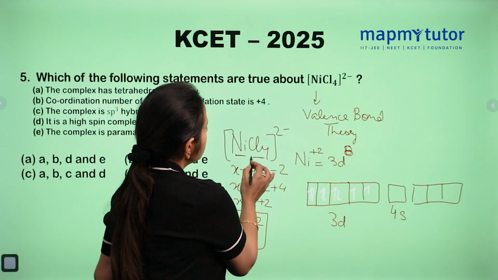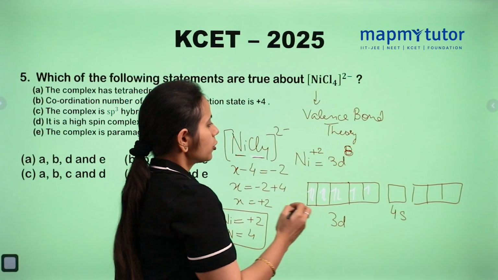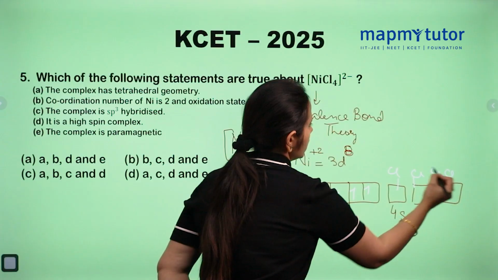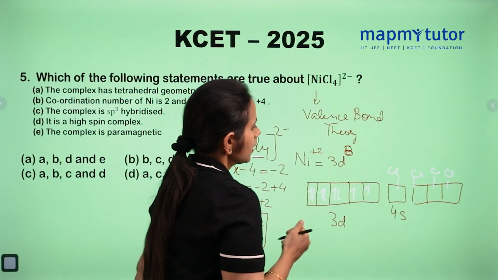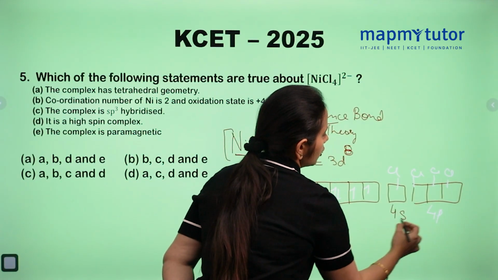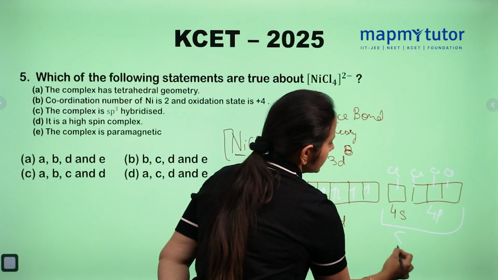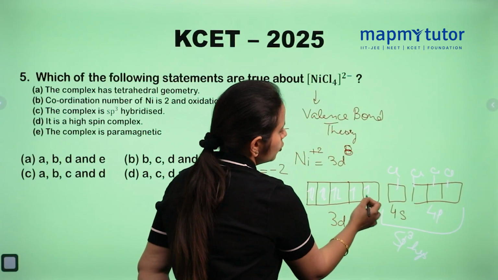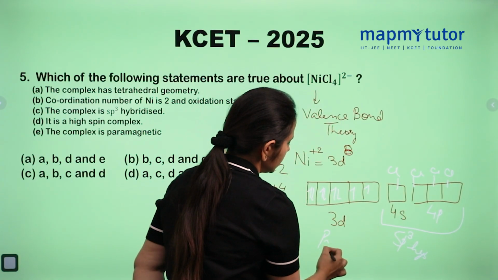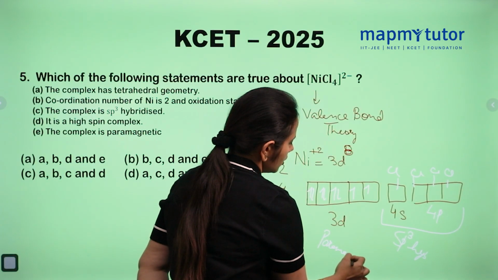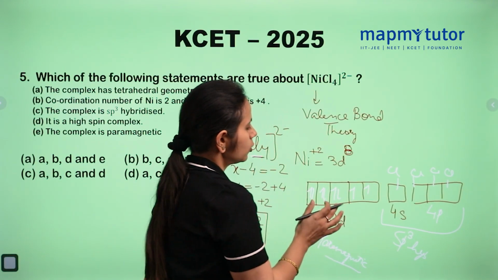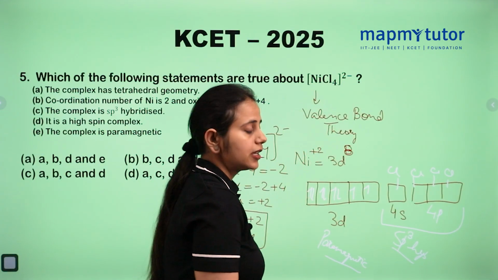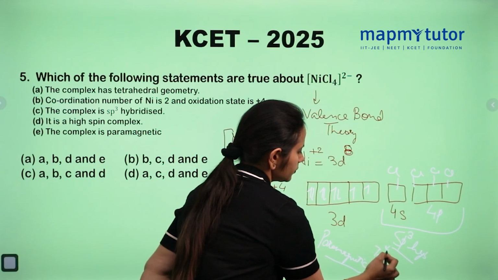And now the complex is nickel chloride, 4 chlorine. The 4 chlorine ligands will come in these 4 orbitals. So the hybridization over here is sp3. And as it contains 2 unpaired electrons, it is paramagnetic in nature. This all we know with the help of valence bond theory. And sp3 hybridization means which geometry? It is a tetrahedral geometry.